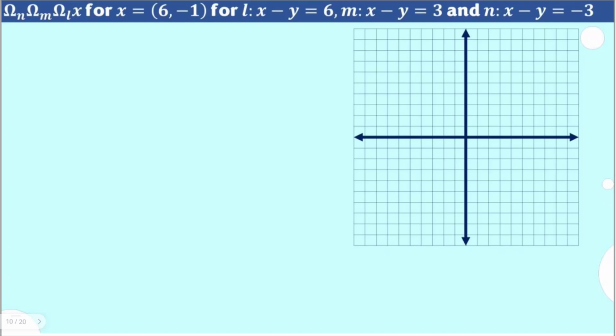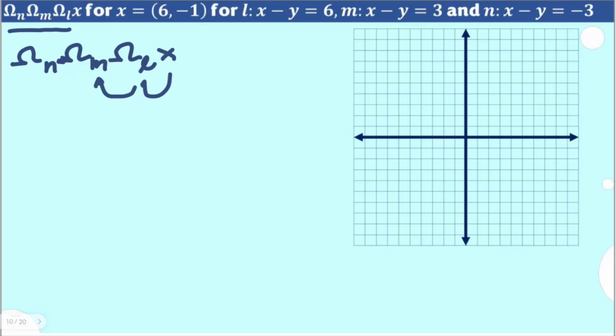For this video, let us try to solve for the three reflections of point X along the lines L, M, and N. Specifically, we are given this notation: N, M, and L. This means we're going to reflect it to L. The result will be reflected to M, and then the result will be reflected to N. That would be the three reflections of your point X given as (6, -1).